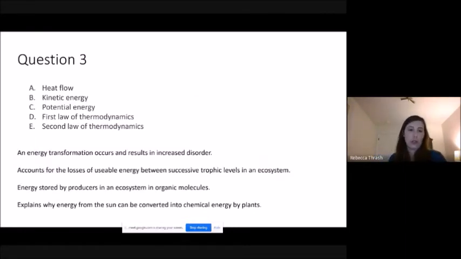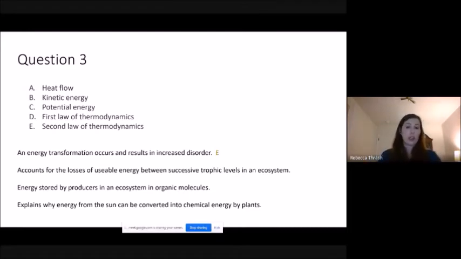Let's look at question 3. So 5 different concepts that we've talked about so far. An energy transformation occurs and results in increased disorder. We talked about increased disorder being shown through heat loss as energy is being converted from different forms. That sounds like the second law of thermodynamics. Disorder is always increasing, entropy is always increasing.